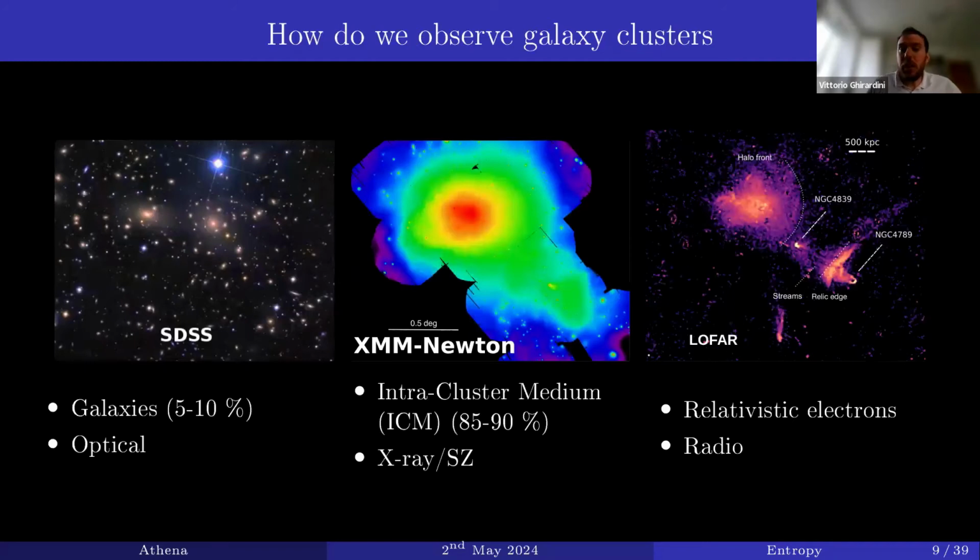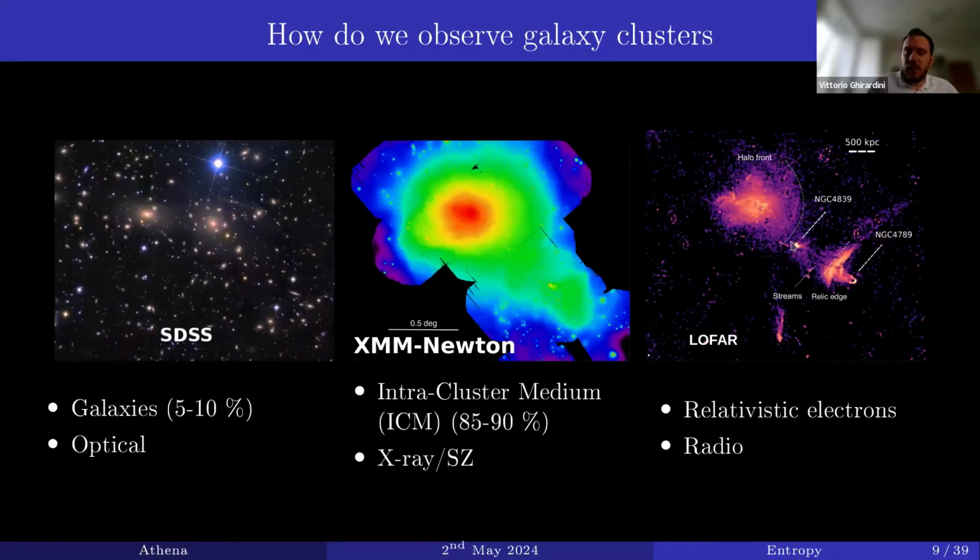So as I was illustrating in my first 3 slides, we can see galaxy clusters through many different methods. We can look at their member galaxies, like you can see on the left-hand side, the Coma cluster seen by SDSS. However, these galaxies only make up roughly 5 to 10% of the baryon content in galaxy clusters, so not much of the matter we can actually study in galaxy clusters is in galaxies, despite the name.